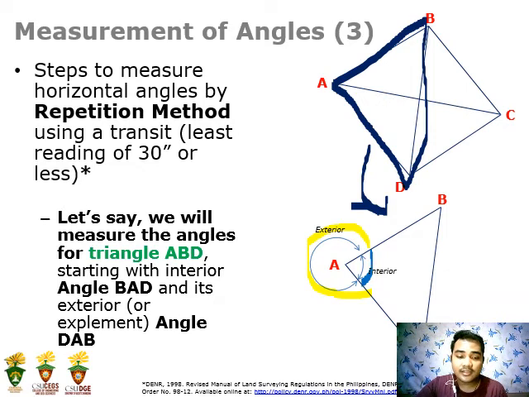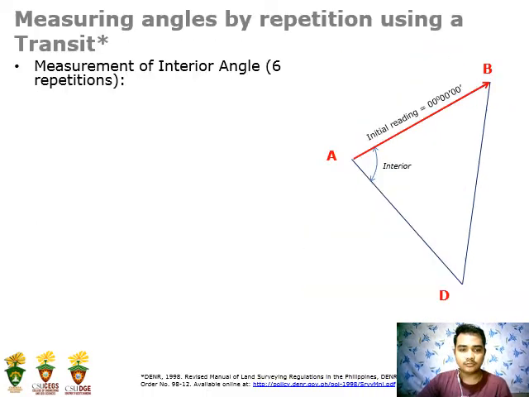The interior angles we will take in triangle DAB should still use the repetition method. The exterior angle is also by repetition, 6 repetitions. Alright, so this is measuring angles by repetition using a transit. This is the process.